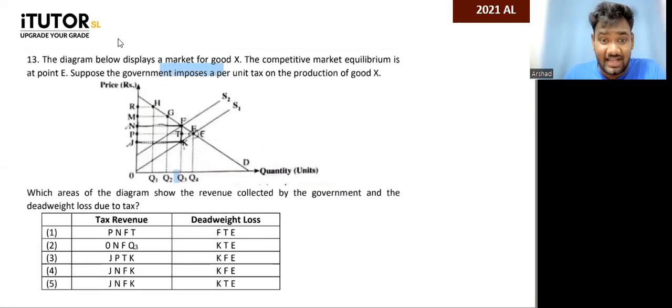So the government tax revenue is this area, right? The deadweight loss is this area. Yeah. So deadweight loss is answer number 4, right? JNFK, KFE. Okay, KFE. So answer number 4. These are the basics of taxes, finding the tax revenue and the deadweight loss.